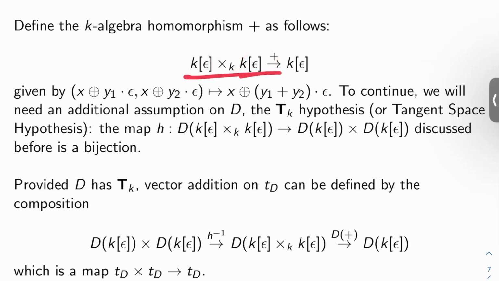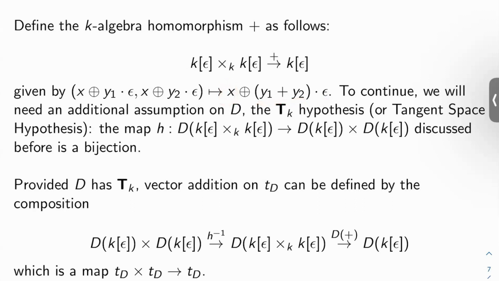What should it do? Again, everything in K[epsilon] looks like something in K plus something in K times epsilon. So I have to tell you what this map does to (x direct sum y1 times epsilon, x direct sum y2 times epsilon). And it does what you think it should do. It adds in the second component. So it sends this to x direct sum (y1 plus y2) epsilon.